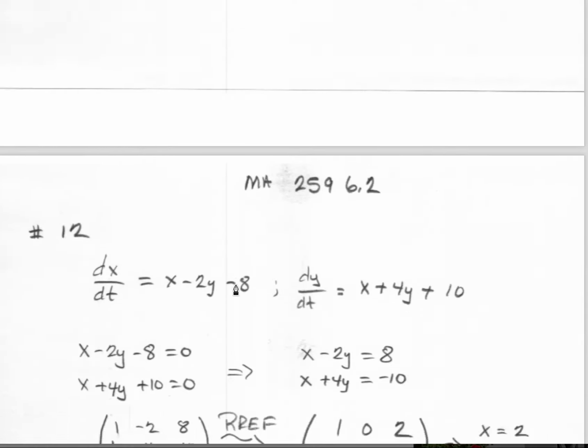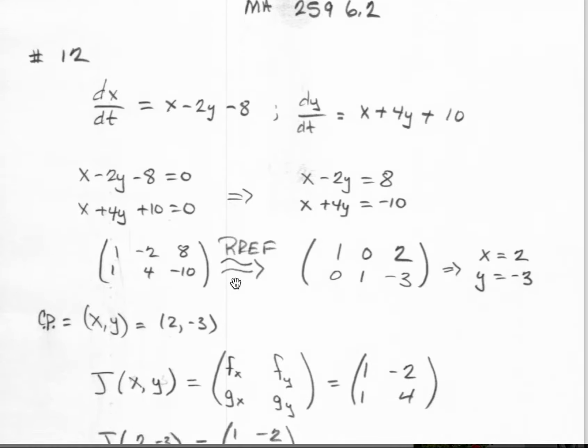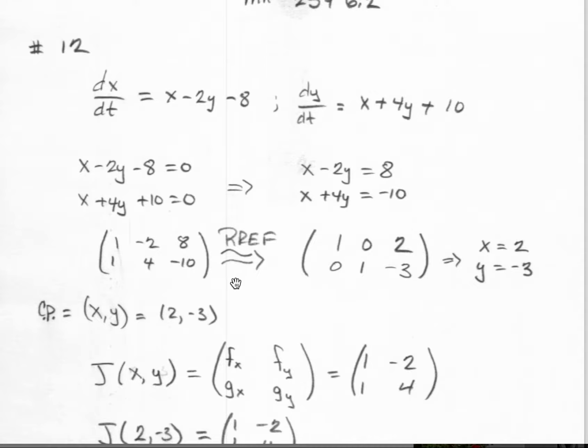Okay, let's look at the next problem, number 12. Number 12 asks us to classify the critical points, and in this case, we're responsible for figuring out what the critical points are. So I recopied the problem, and then I set each of the differential equations equal to 0. So x minus 2y minus 8 equals 0, and that comes from the first differential equation. And then the second differential equation is x plus 4y plus 10, and I set that equal to 0.